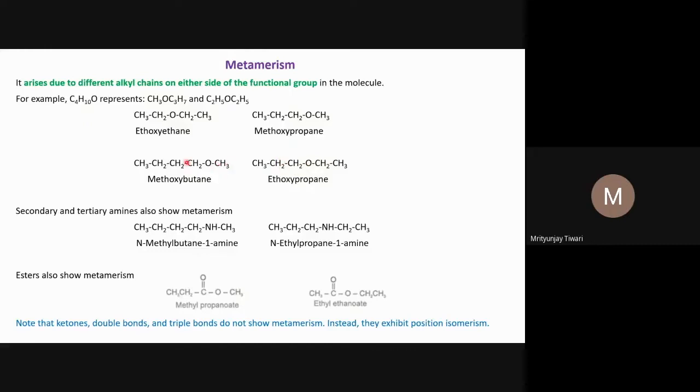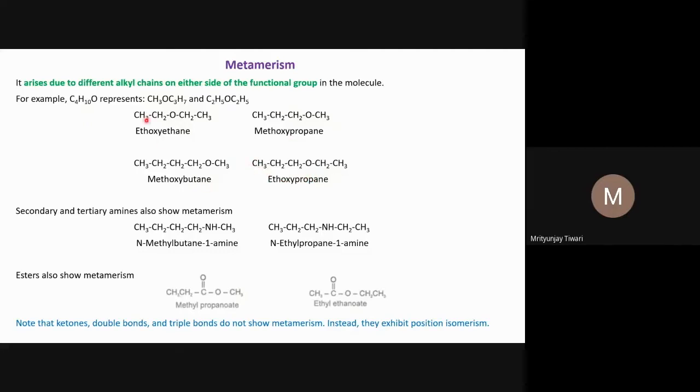So there are two possibilities again with this molecular formula, and the molecular formula is C5H12O. This is also C5H12O. This is ethoxypropane, and this is methoxybutane: four carbon atoms with methoxy, and three carbon atoms with ethoxy. So ethoxypropane and methoxybutane are two different metamers, and this phenomenon is metamerism.